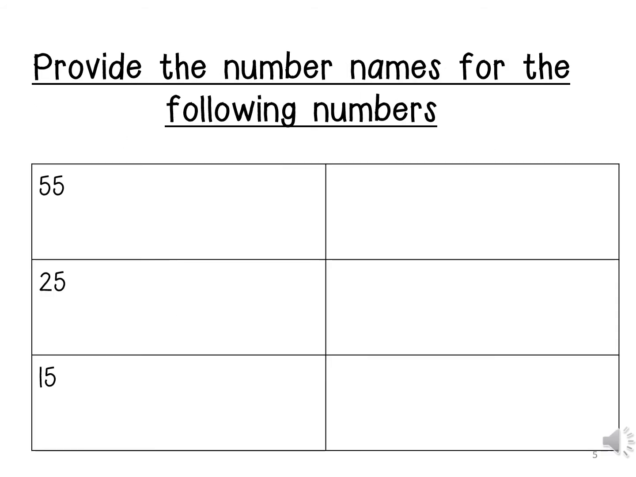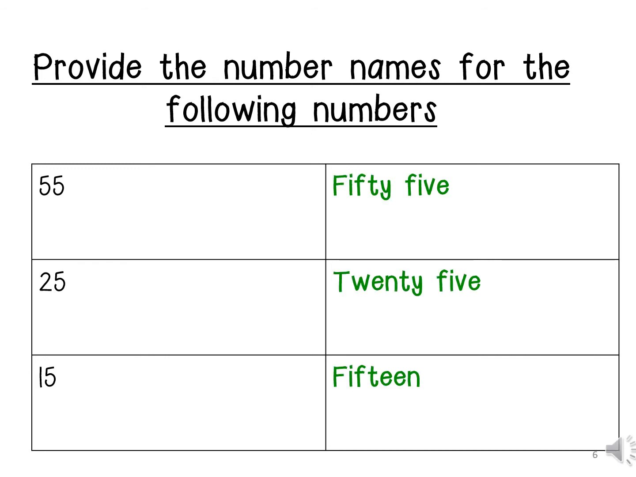Now it says provide the number names for the following numbers. So we have 55, 25, and 15. Remember, we need to write the number names for these numbers. This is how you write the number names for the following numbers. 55 is F-I-F-T-Y and 5 is F-I-V-E.